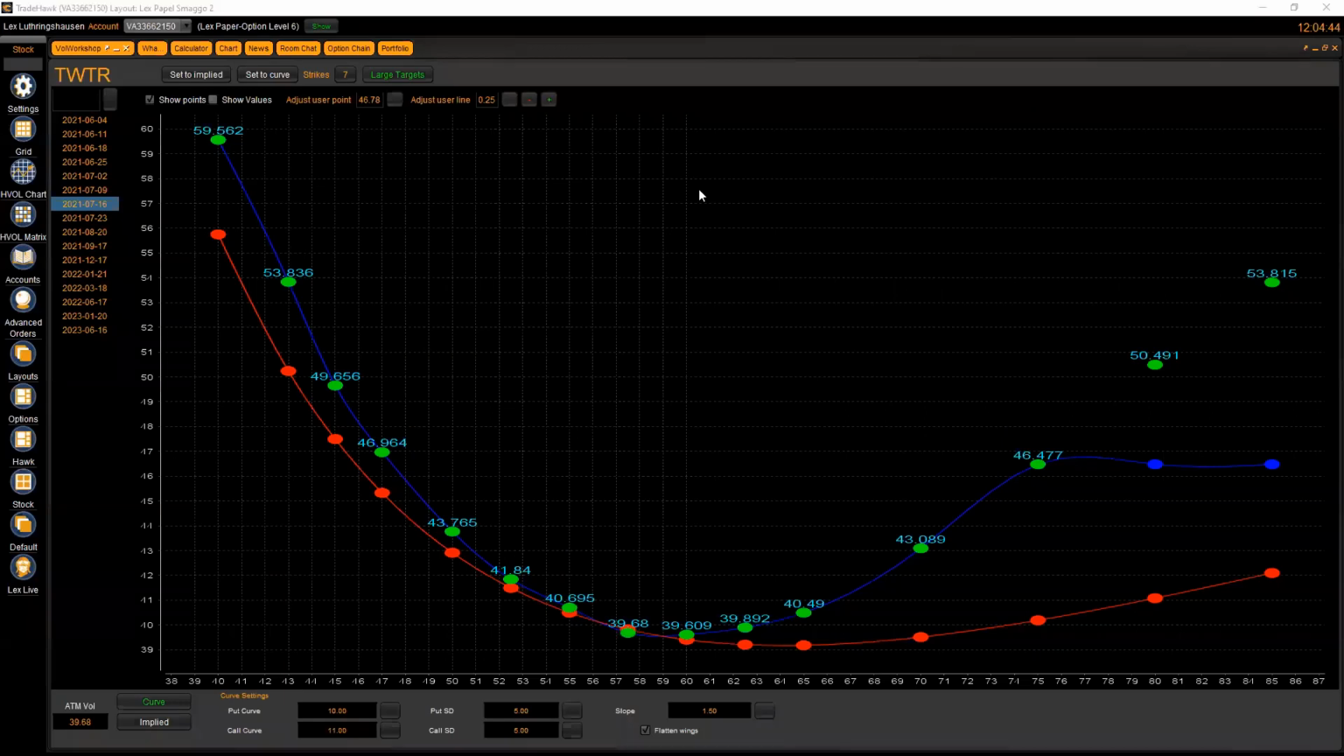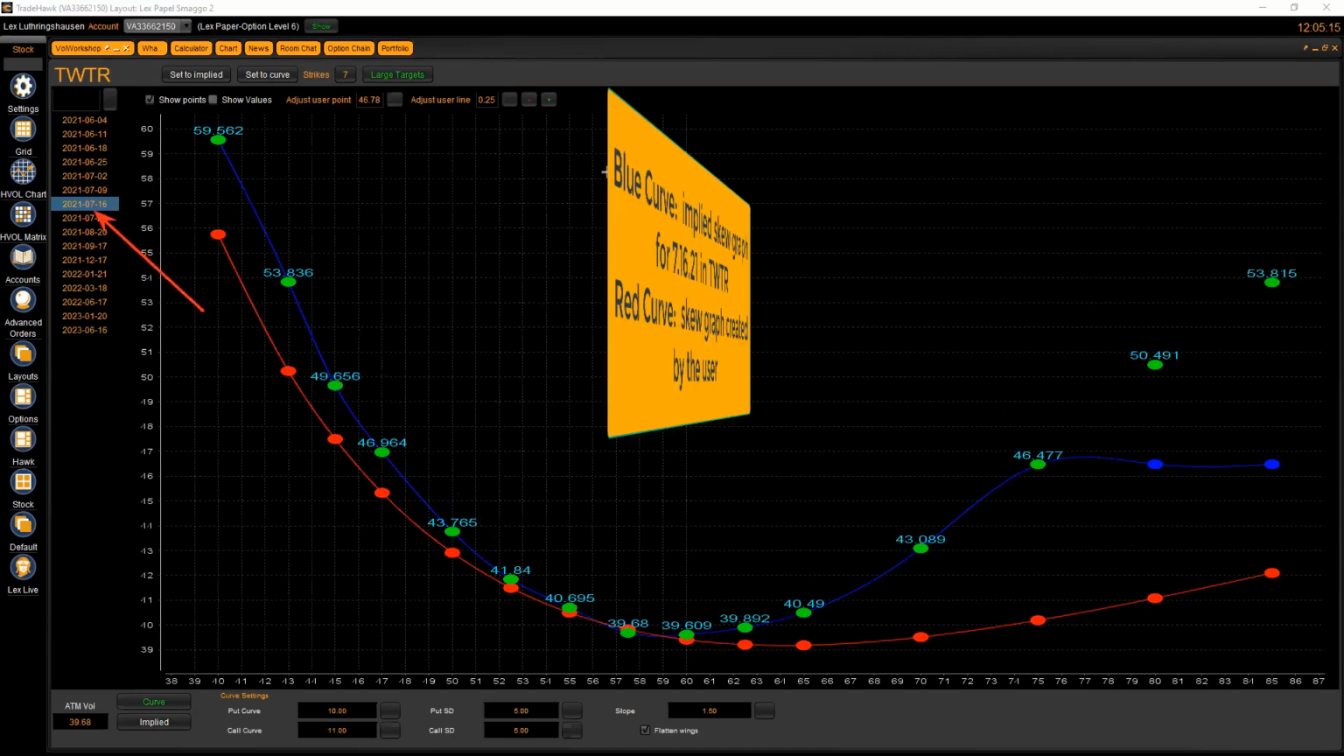So what are we looking at? This is a skew of Twitter. When I say skew, what you typically refer to is one of the months in question. Now you can look at multiple months, but I'm not going to confuse it in this session with that. What we're looking at here is the blue line. That blue curve is what we call implied volatility. It represents the skew in the marketplace for Twitter, for the July 16th, 2021 expiration.